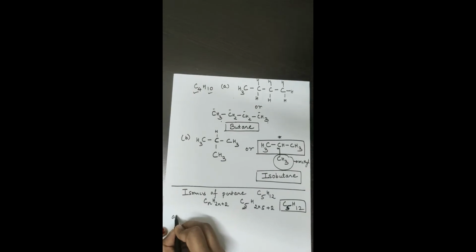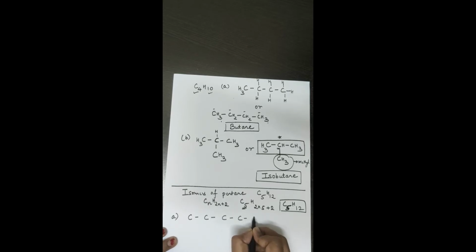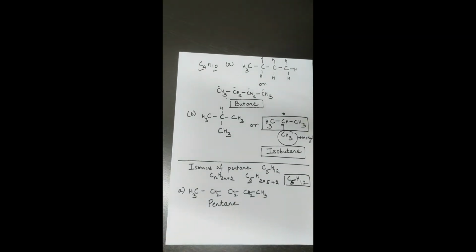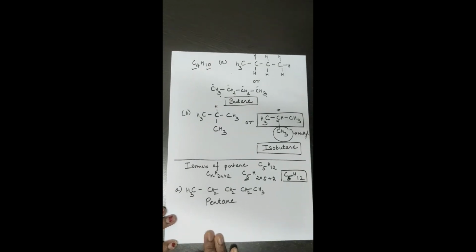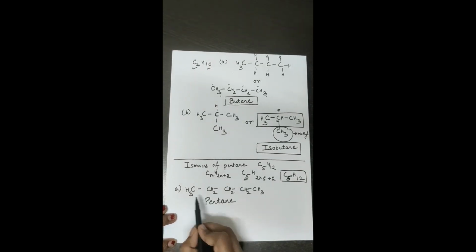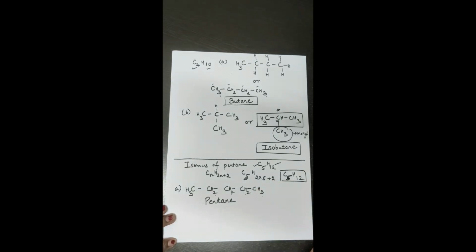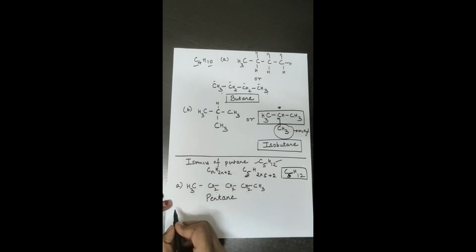So first one will be what? You can have all the 5 carbons in a straight chain, 1, 2, 3, 4 and 5. Satisfy the hydrogens: CH3, CH2, CH2, CH2 and a CH3, right? You have 5 carbons and 12 hydrogens. So just like your previous one, this would be your pentane. All the 5 carbons in a straight chain. See if we have got 12 hydrogens: 3, 4, 5, 6, 7, 8, 9, 10, 11, 12. Yes, 5 carbons, yes. So this is the first isomer for pentane.